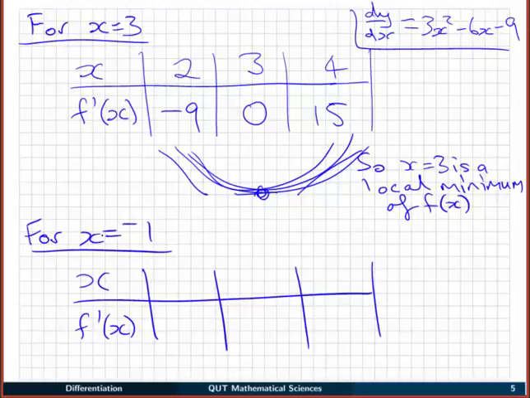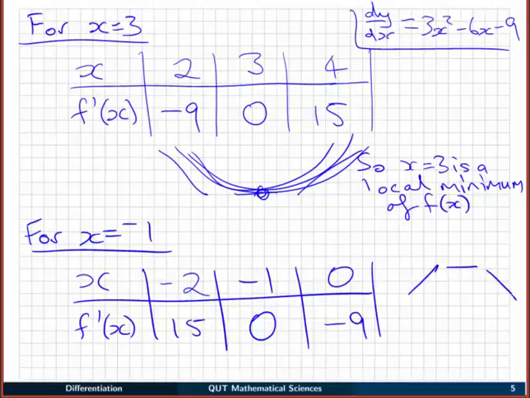Now following the same process for our other critical point, x equal to minus 1, we know that when x is minus 1, the derivative is 0 because it is a critical point. Let's just look a little to the left. Again, I'm going to just use integer values, minus 2 and 0, making sure that I don't go past the other critical point. When we evaluate the derivative at x equals minus 2, we should get f dash is 15, and when x is equal to 0, we'll get minus 9. So in this case, we've gone from a positive to a 0 and then down to a negative gradient. So we've got a local maximum going on in our function. So I can conclude that x equals minus 1 is a local maximum of the function.